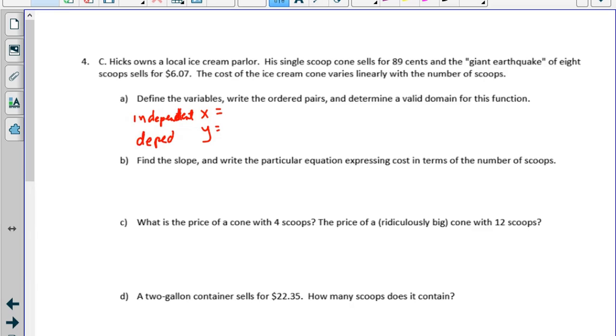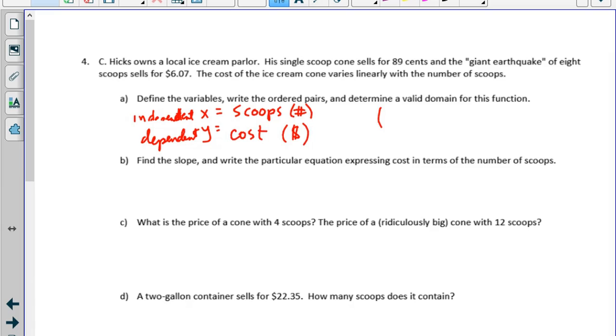And then dependent, I'm really struggling with the whole spelling thing at the moment. So the independent variable x and the dependent variable y. So the independent variable is the thing that we have control over in terms of what our choice would be. And in this case, that would be the number of scoops. Y, the dependent variable, is going to be the cost, which in this case is going to be dollars.